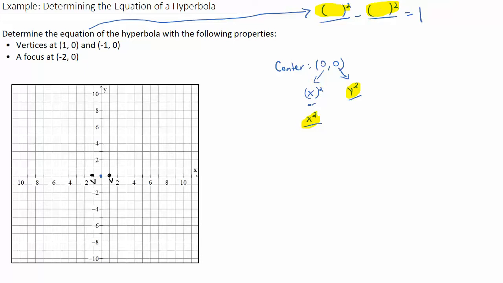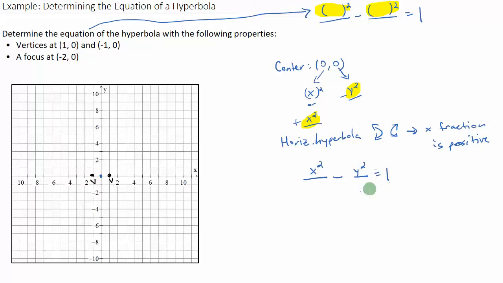Okay? Now, this hyperbola is a horizontal hyperbola. Meaning, because my vertices are left and right, my curve is going to open left and right. That tells me that my x fraction is the positive one. X meaning horizontal. So I know this is my positive fraction and this is my negative fraction. So at this point I've got positive x squared over something, minus y squared over something equals 1. Now I just need to figure out what my denominators are.